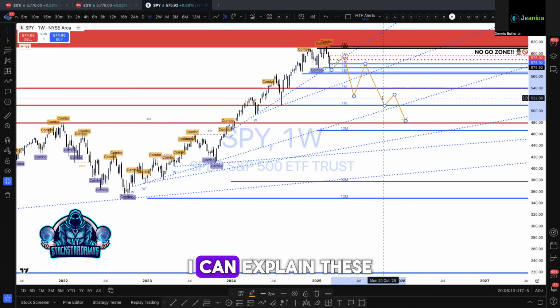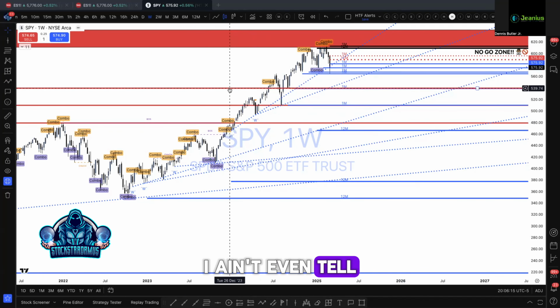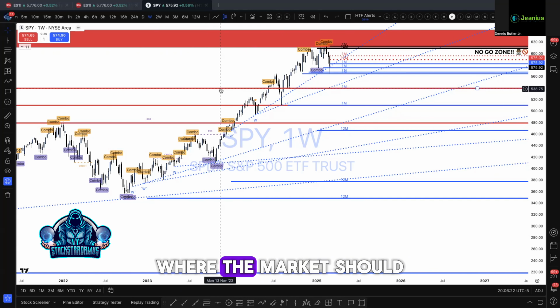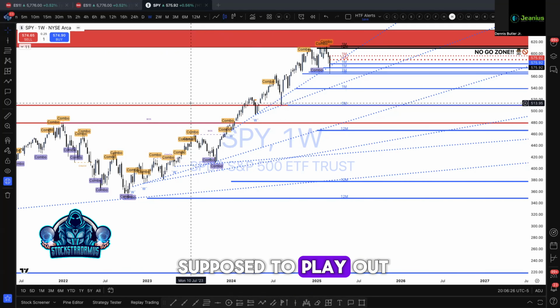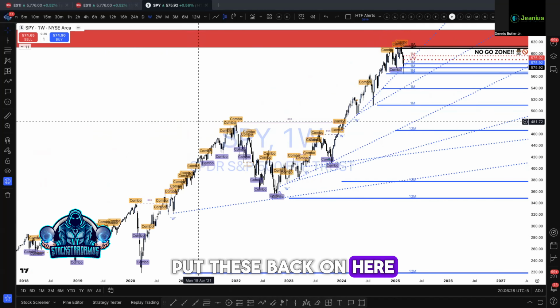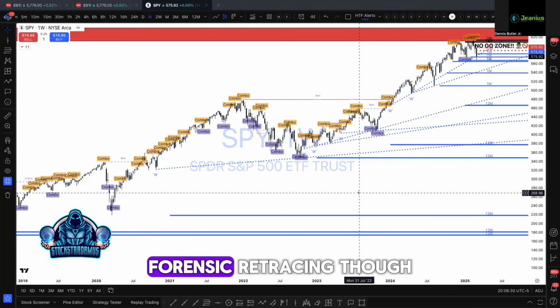And let me explain these areas too, because I forgot to tell you what these were. These three levels right here are those Fibonacci retracement levels that I marked out, the ultimate points where the market should be going if it does play out the way it's supposed to. I'm going to put these back on here, but I'm going to show you how I did the Fibonacci retracement.